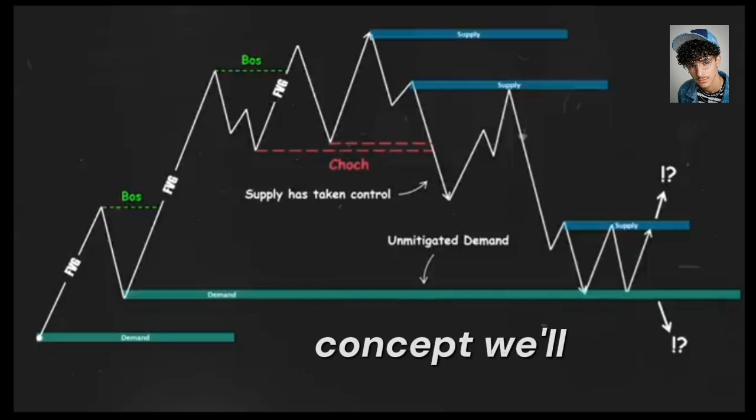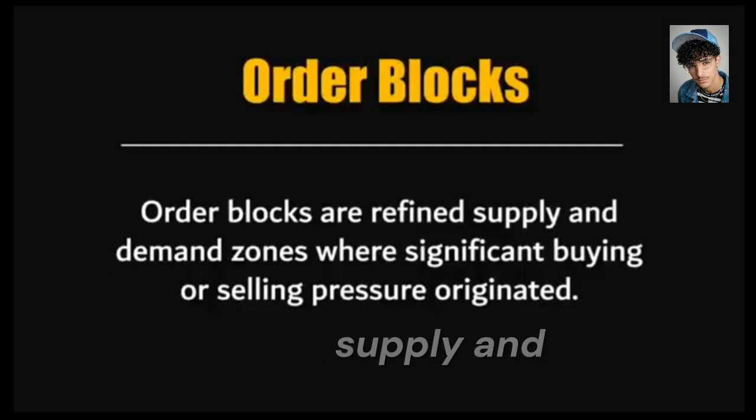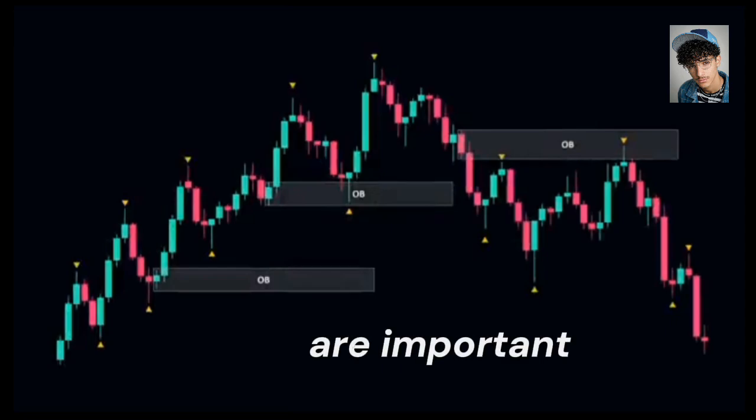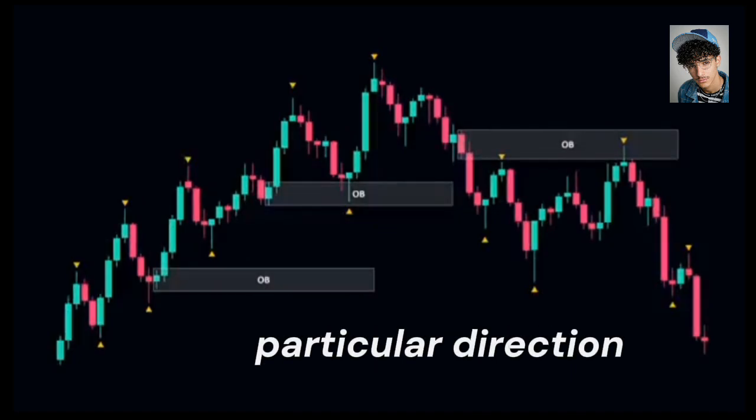The next concept we'll explore is order blocks. Order blocks are refined supply and demand zones where significant buying or selling pressure originated. These areas are important because they represent locations where large market participants likely entered their positions and caused price to move aggressively in a particular direction.